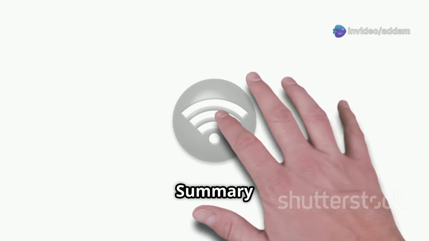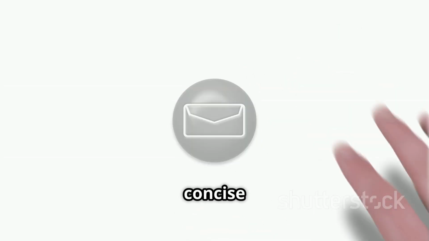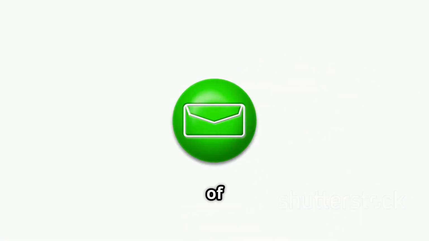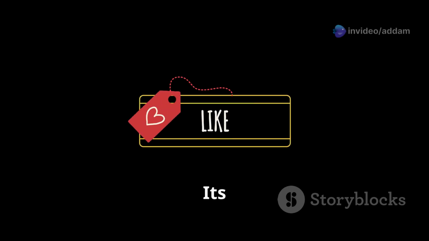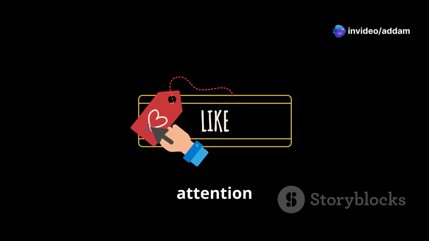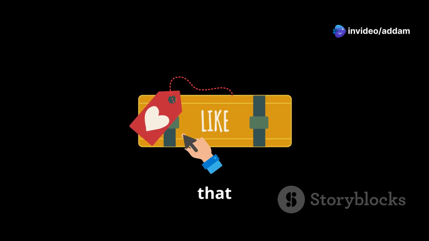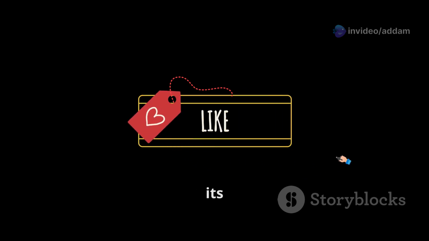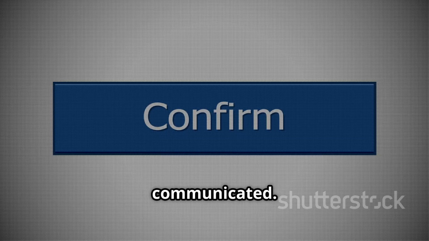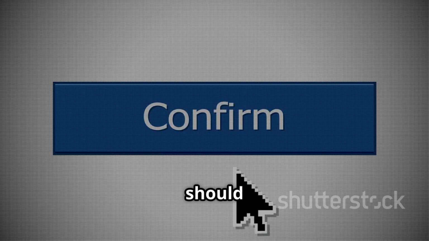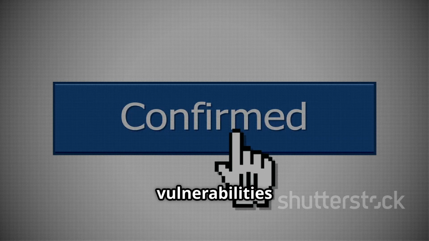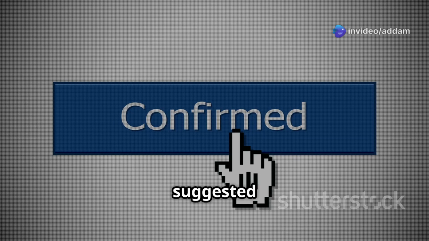Executive summary. The executive summary is the first section of the report and should provide a concise overview of the main content of the report about the assessment. Its purpose is to capture the attention and interest of the readers so that the significance of the assessment and its findings can be clearly communicated. The executive summary should highlight the most critical vulnerabilities and risks, as well as the suggested mitigation steps and timelines.